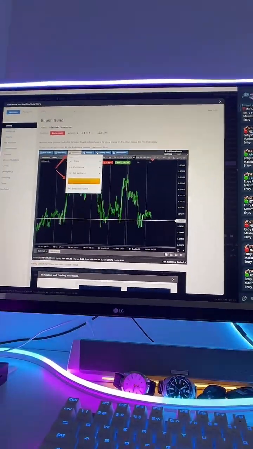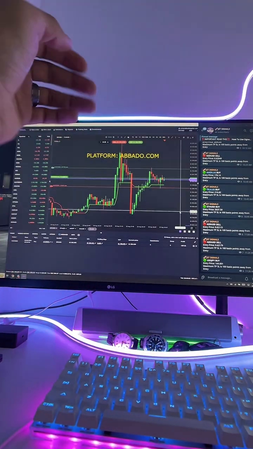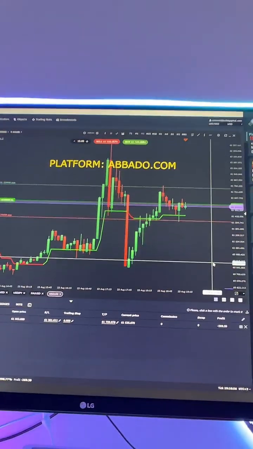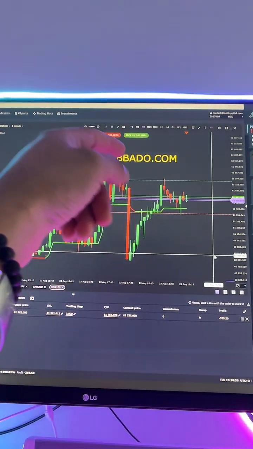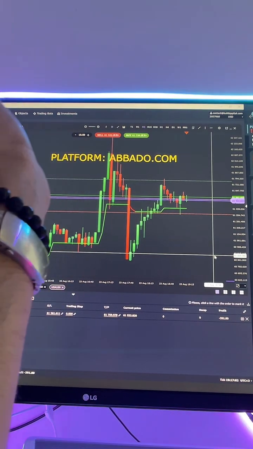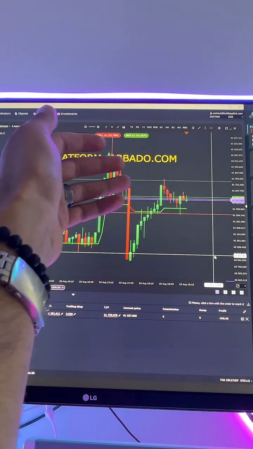Igo is asking, what's the site or app? Igo, here is the platform that I'm using. It's called abato.com. You can take a screenshot right now. Go to abato.com. I've been using this for almost a year now, and I've been doing quite well.